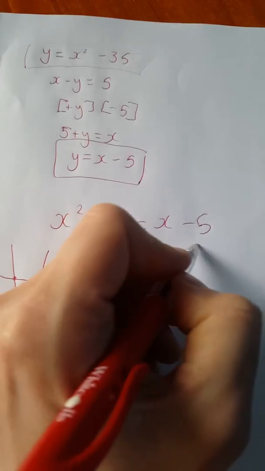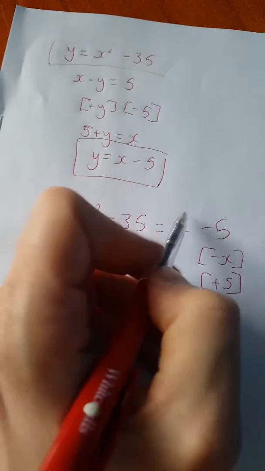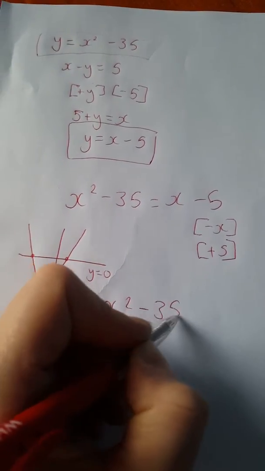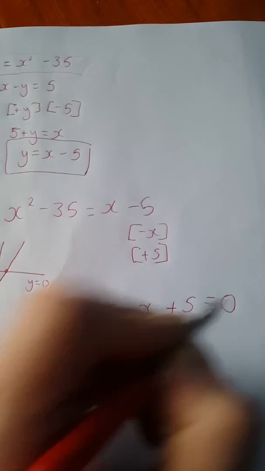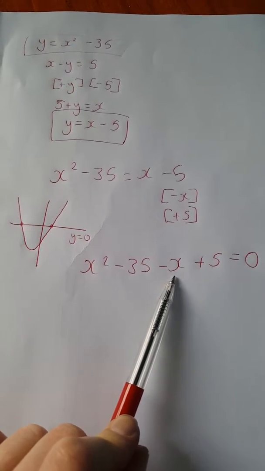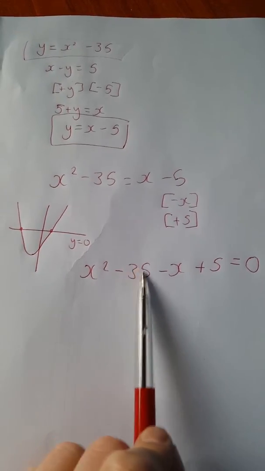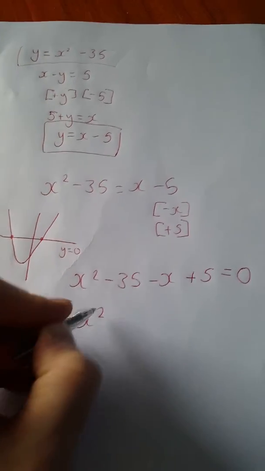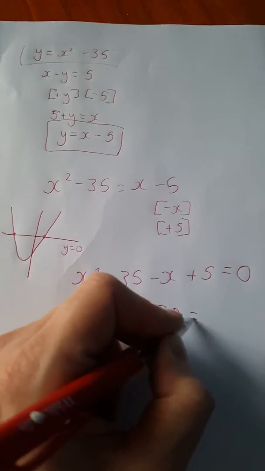So I'm going to minus x from this side and plus 5, because then I'll be left with 0 on this side. So I end up with x squared minus 35 minus x plus 5, and now that all equals 0. So now we've got our x squared term, our x to the power of 1 term, and our x to the power of 0 terms, which is minus 35 plus 5. So we're left with x squared minus x minus 30 equals 0.